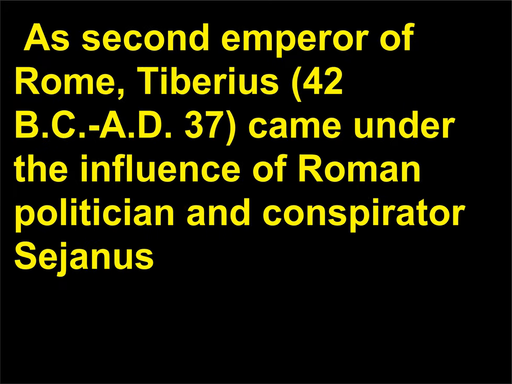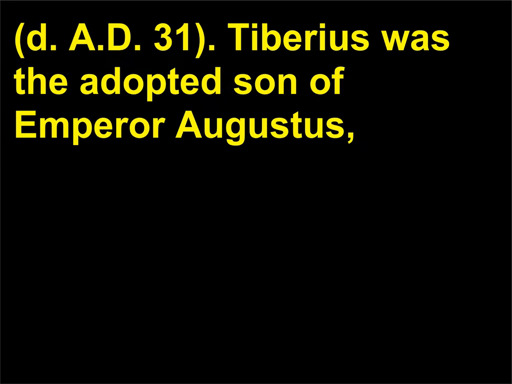As second emperor of Rome, Tiberius, 42 B.C. to A.D. 37, came under the influence of Roman politician and conspirator Sejanus, A.D. 31. Tiberius was the adopted son of Emperor Augustus.